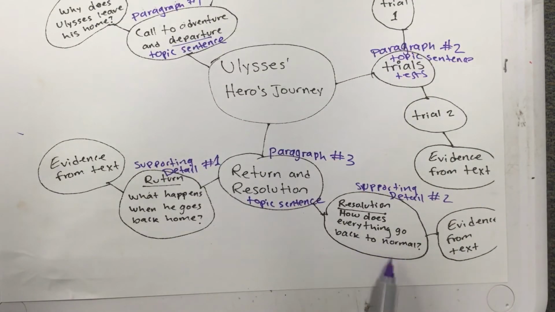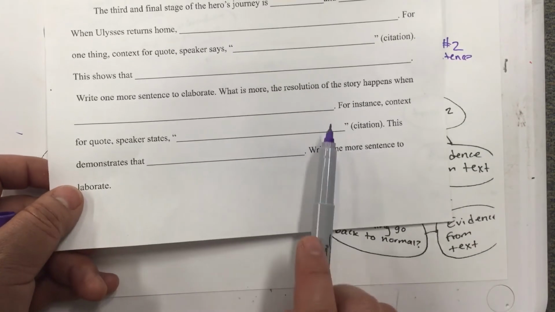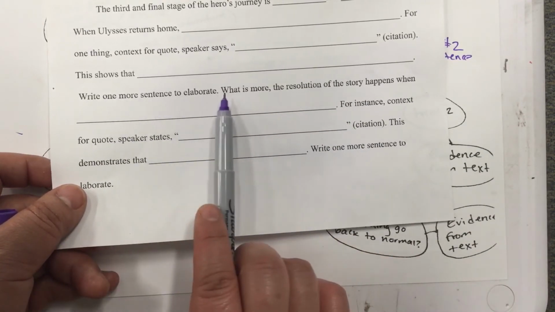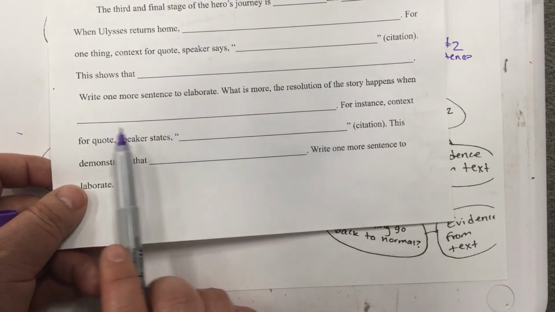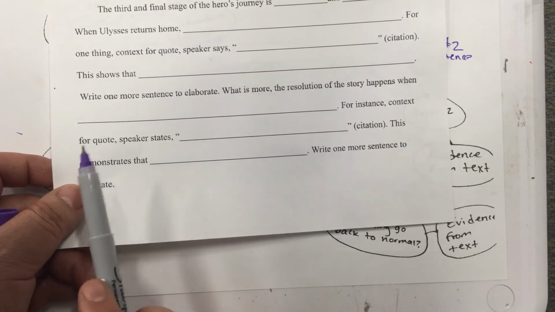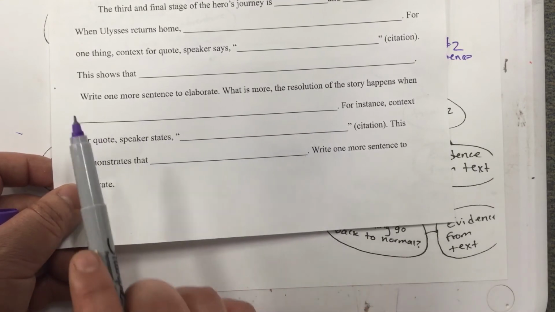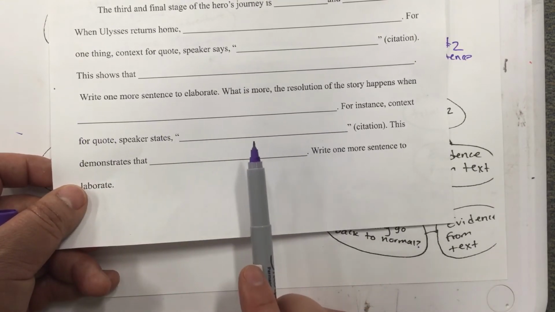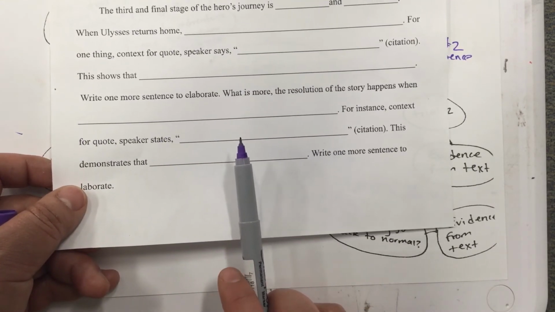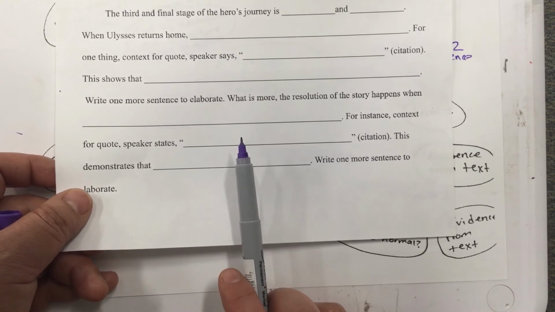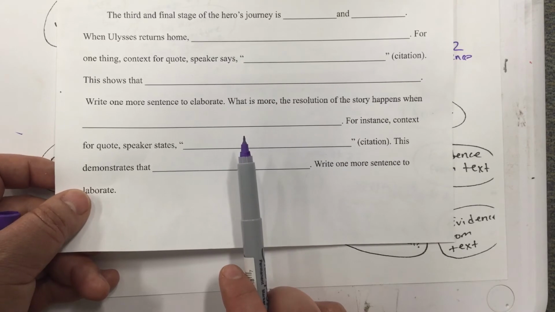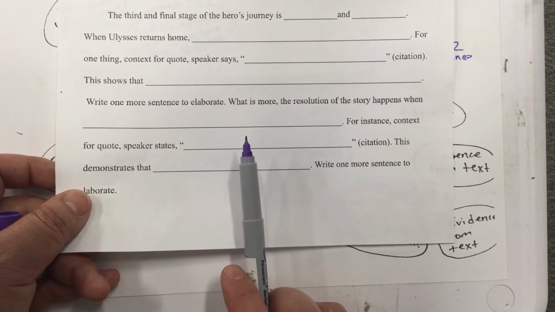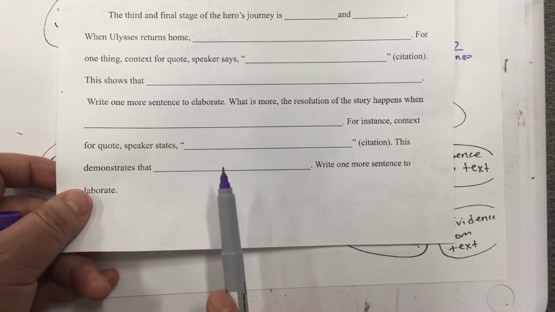How does everything go back to normal? You tell me that right here. In this one right here, what is more, the resolution of the story happens when, and tell me what happens at the end. How does everything go back to normal? Who helps Ulysses? And if you don't remember what happens at the end of the story and how everything goes back to normal, you have to go back to the story and read the last page, the last section. That's going to tell you how everything goes back to normal.